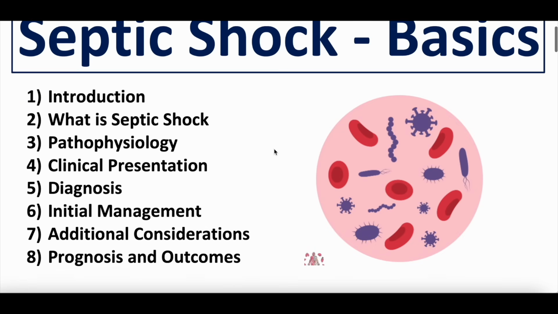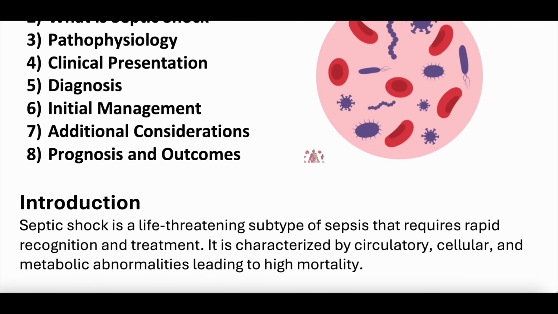So septic shock. Well, if we start just by trying to define loosely what septic shock is, septic shock is a life-threatening, that's fair, subtype of sepsis that requires rapid recognition and treatment. It's characterized by circulatory, cellular, and metabolic abnormalities that can lead to really high mortality. So if we try to decipher this a little bit more, septic shock has two words in it. One is septic, the other is shock. Shock, at its most basal definition, is systemic tissue hypoxia.